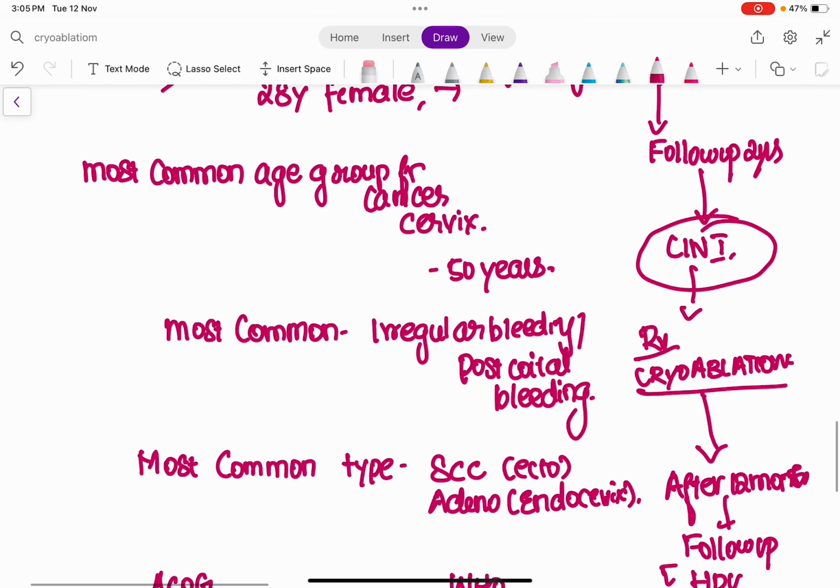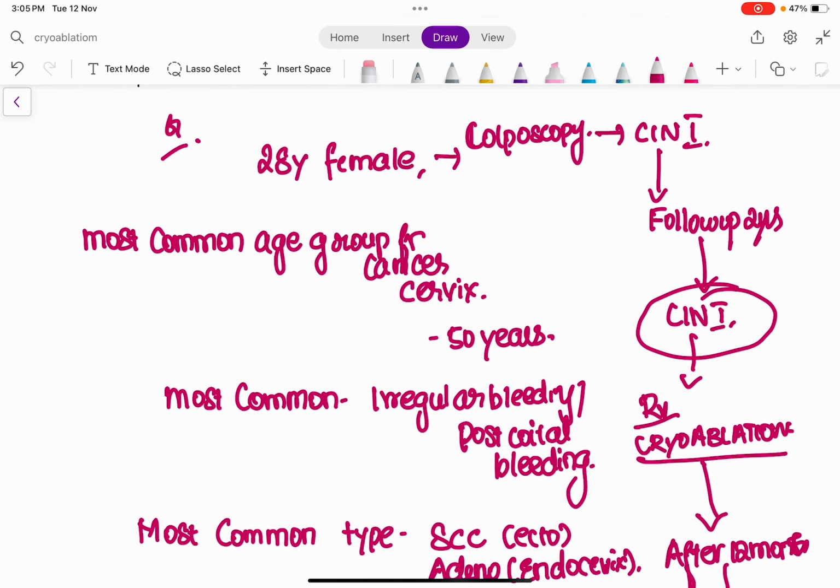patient. So if a patient is going to come to you with such complaints, let's say for example, here we had a 28-year-old female, right? The cancer cervix is said to have a bimodal distribution, but the median age is around 50 years. But then any patient can come to you with any complaint, since the cancer cervix is the fourth most common type of cancer to occur in females, right?